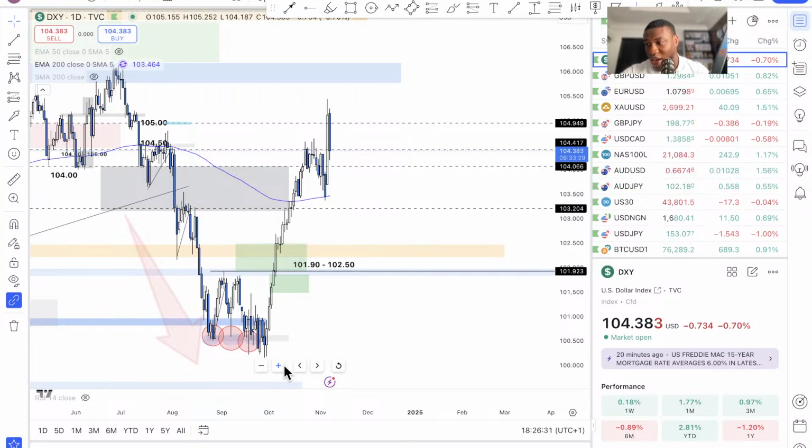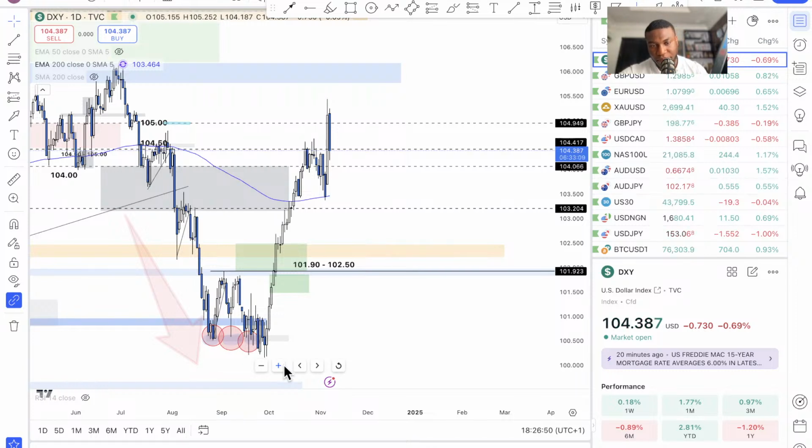Now, if you don't know what DXY is, it's basically the US dollar index. It measures the value of the US dollar against a basket of 6 major foreign currencies: the Japanese yen, the euro, the Canadian dollar, the British pound, the Swiss franc, and the Swedish krona.